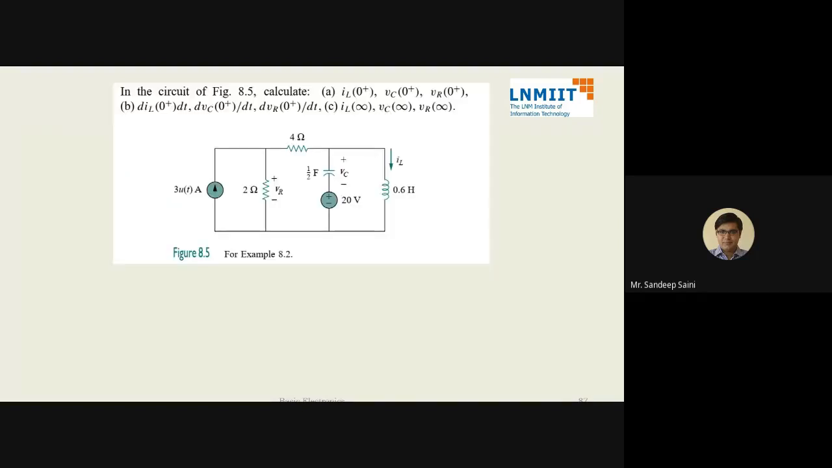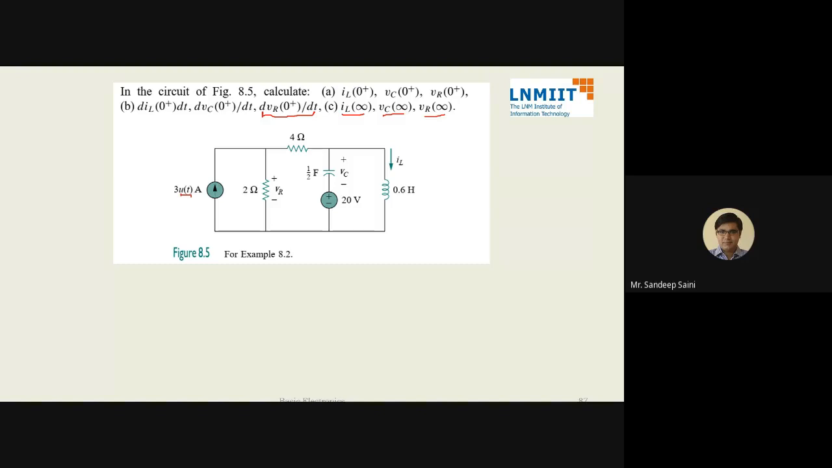So let us move now. IL, VC, VR, di by dt, dVC by dt. We are even asking dVR by dt, IL, VC, VR at infinity. Everything we are asking. Okay. Now look. This is 3 times u(t). That means before t equal to 0, this is 0, and at t equal to 0 and onwards, it will be 3 ampere.